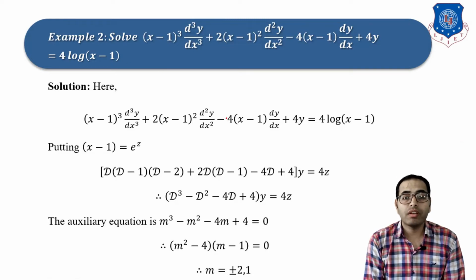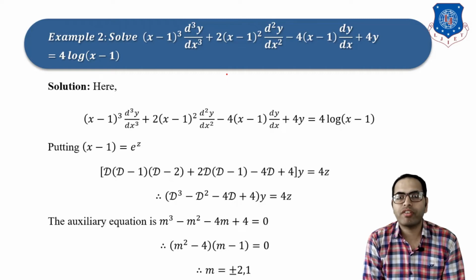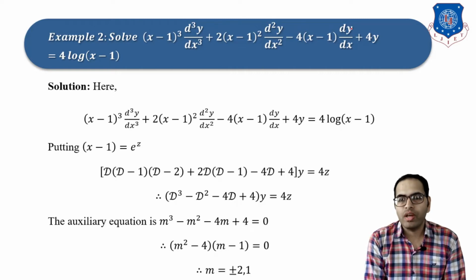See, firstly, this is a Legendre ordinary differential equation. How can we identify it? The single order derivative term is multiplied with (x minus 1), the double order derivative term is multiplied with (x minus 1) whole square, and the triple order derivative term y triple dash is multiplied with (x minus 1) whole cube. That's why we can say that it is a Legendre linear ordinary differential equation.